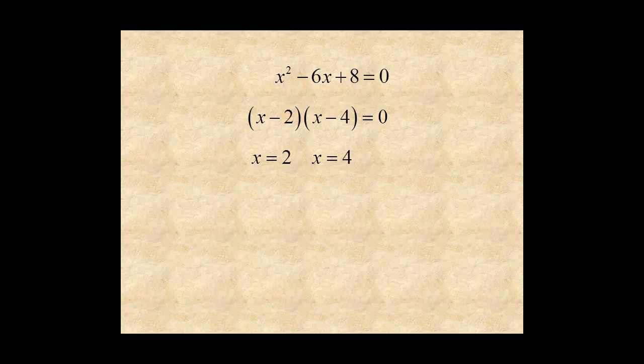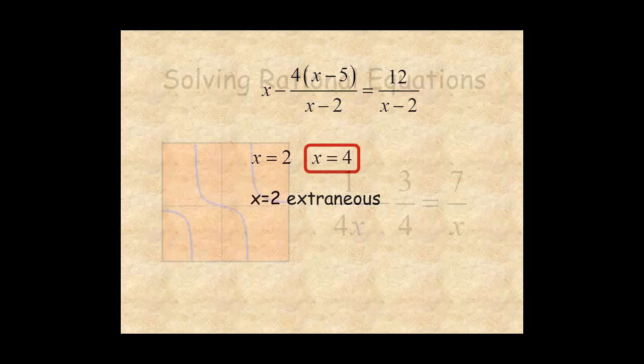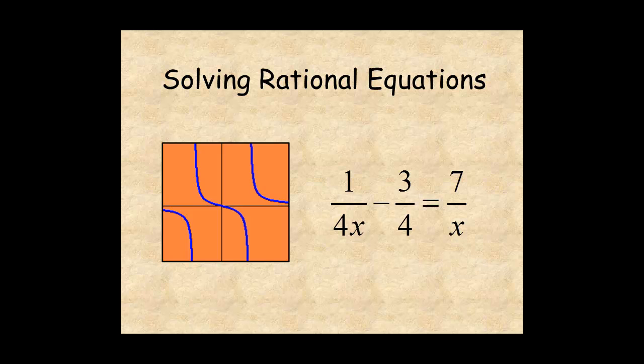So for this equation, x equal 4 is the solution, and x equal 2 is extraneous. Always check for and identify extraneous solutions. Extraneous solutions are not solutions to the original equation and must be ignored. This lesson was the first of two that show how to solve rational equations.